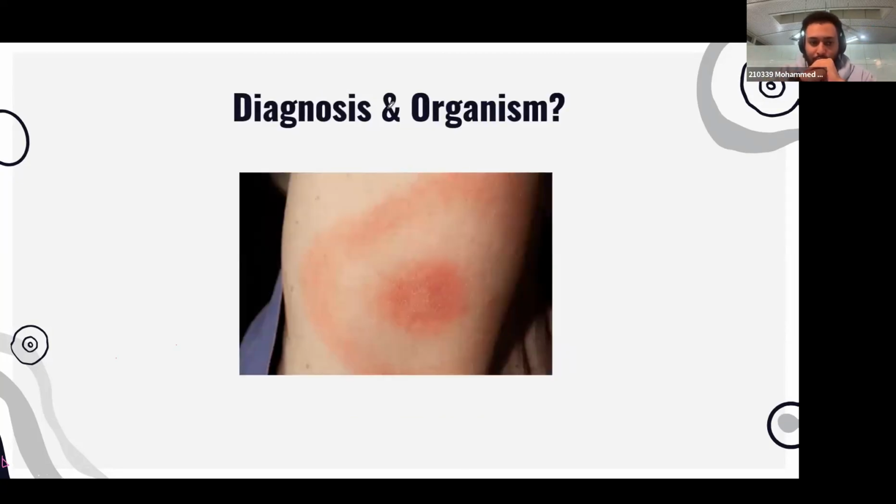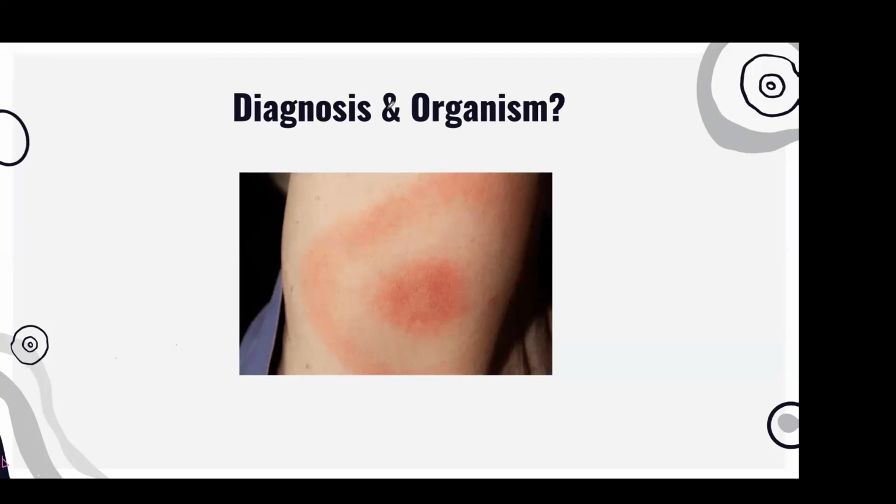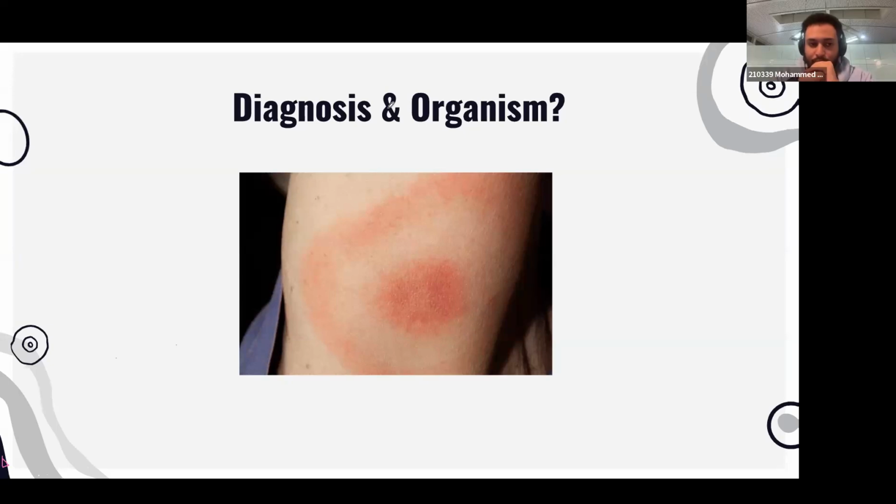Now, can someone tell me the diagnosis and the organism? Lyme disease. Good. Lyme disease. What's it caused by? The organism. Borrelia. Borrelia burgdorferi. Now, can someone tell me what's the name of this lesion? It's a target sign or target lesion. Well, what's the actual name? Erythema, what? Okay, no worries. You don't need to know. Erythema chronicum migrans, okay? You don't need to know that.